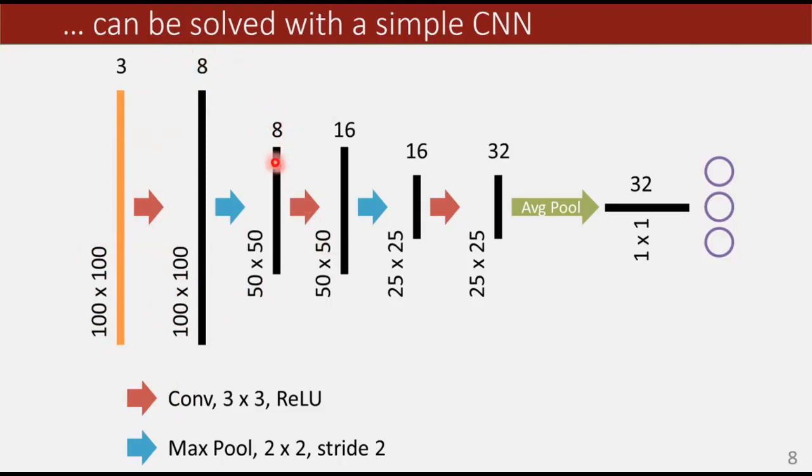Then we apply convolution again, and we increase the number of channels, the number of feature maps, from 8 to 16 here. And we continue doing this process of convolution and max pooling all the way to this point here, in which we have feature maps that are 25 by 25 pixels, and we have 32 of such feature maps. Then we perform an average pooling operation that's going to collapse this information here, the 25 by 25 pixels, into a single pixel. And we remain with 32 channels. And this is going to be input to a final layer that's going to perform the classification.